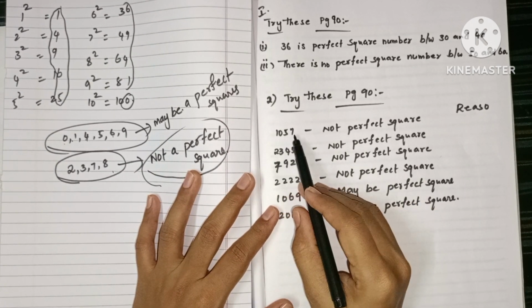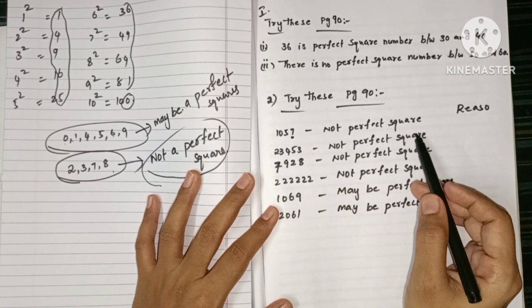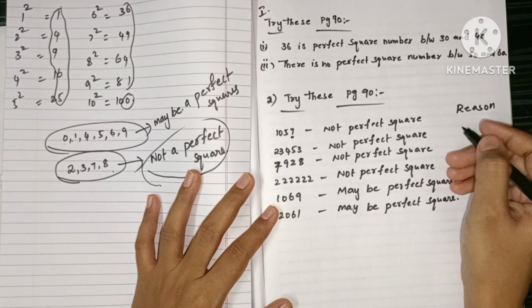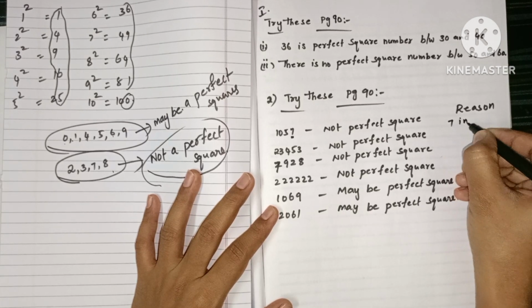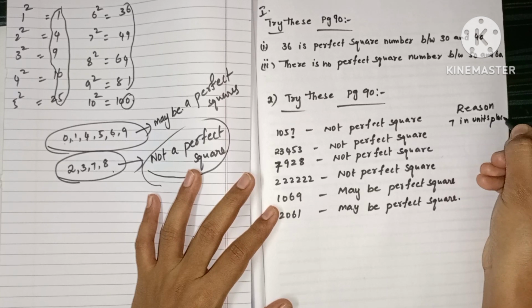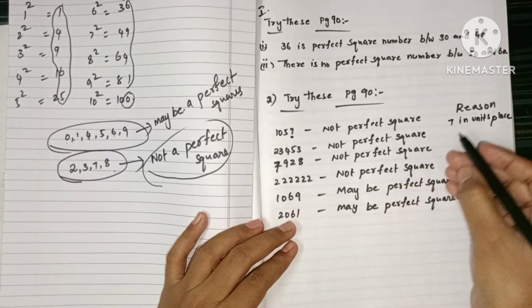So here, 7 is there in the units place. So clearly we can tell it is not a perfect square. How do we know? They are also asking the reason. So the reason we can write is 7 in the units place. Okay, like that, 3. So 3 is there, not a perfect square.